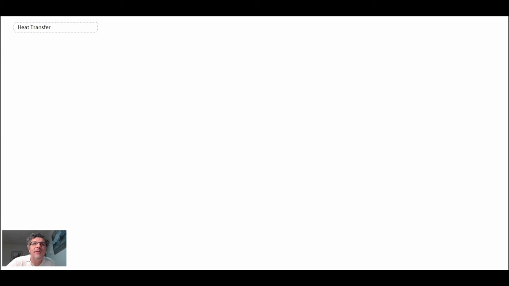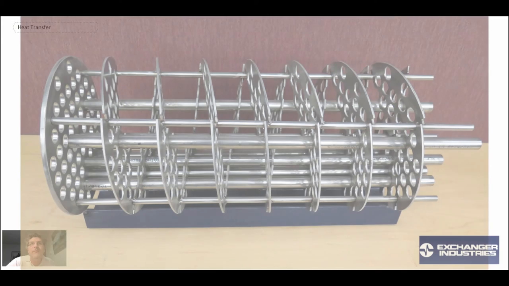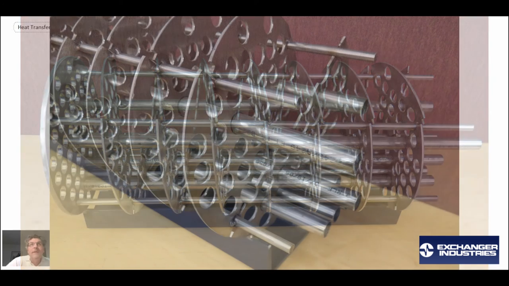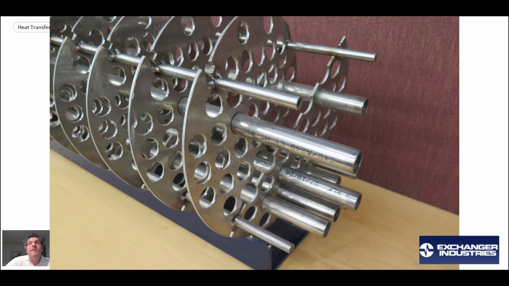Now, there have been some technology innovations that have come along over time with shell and tube heat exchangers, and we'll take a look at a couple of those. The first one has to do with a spiral baffle. And so here we can see the baffles are spiraled or helical. And what that does is it causes the fluid to flow around it. It would reduce the pressure drop, and it would probably reduce fouling and increase heat transfer as well. And so that is a spiral baffle that we're looking at in this image. And there we can see a closer in view of the spiral baffle.